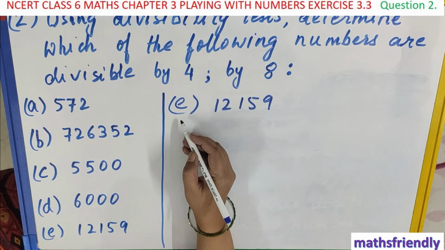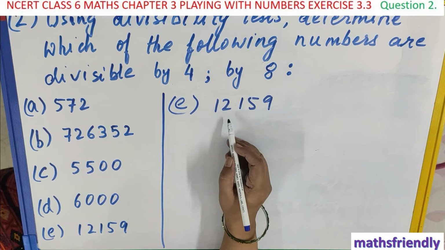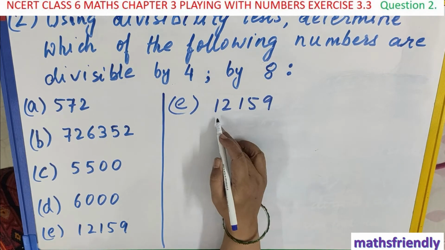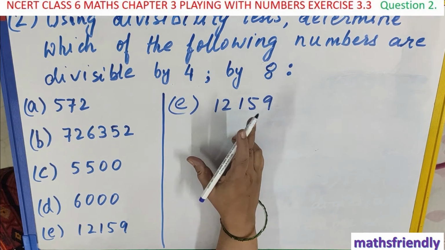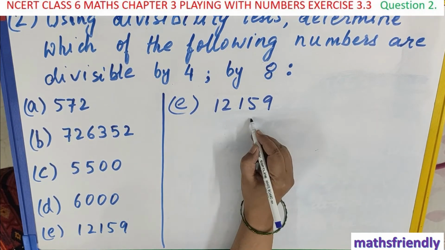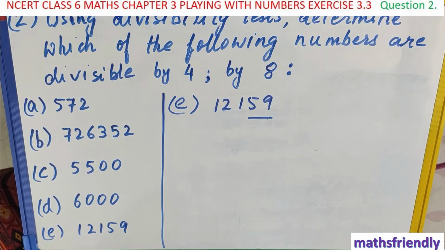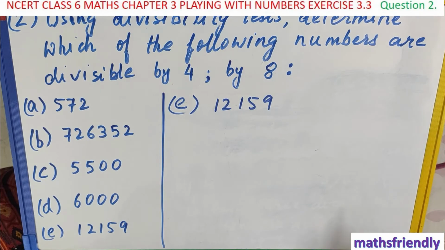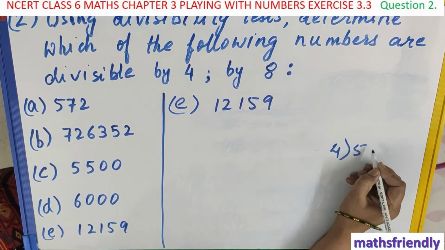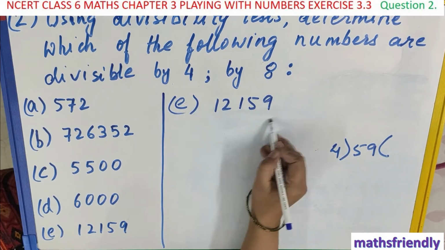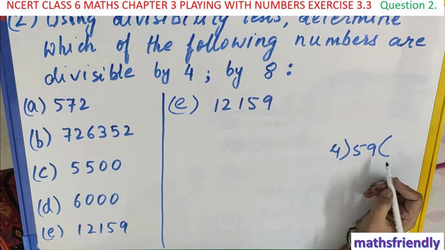Now let us do question number E. What is there in this number? 12,159. Whether this number is divisible by 4 or 8, we have to check. So for 4, what do we have to do? We have to check the number formed by the last two digits, whether it is divisible by 4 or not. If this 59 is divisible by 4, it means this whole number is divisible by 4.